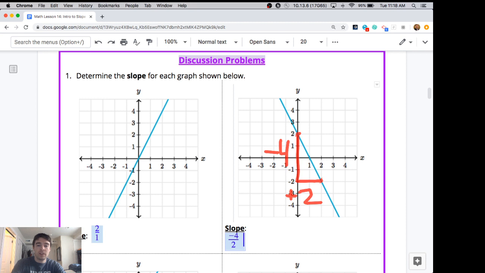Now we can simplify that further. Every fraction's a division problem, and negative 4 over 2 simplifies to negative 2 over 1, or we could even just simplify that to say negative 2. So that's how I'm arriving ultimately at a slope here of negative 2. You could delete all of that if you want and just call the slope negative 2. You could call the slope negative 4 over 2. They're all correct.